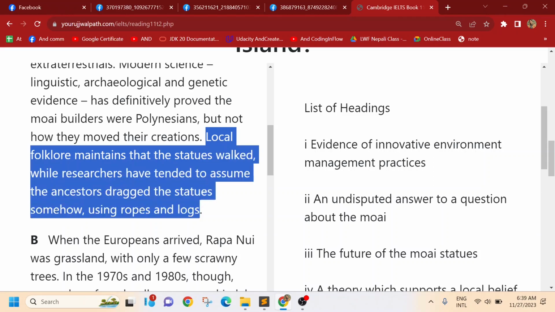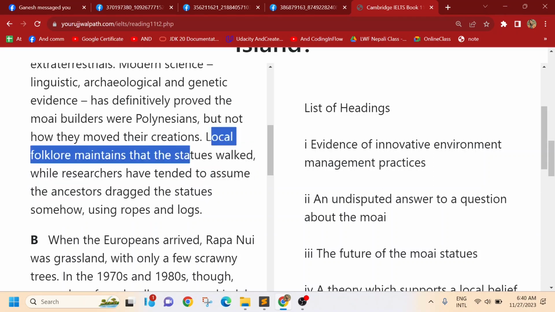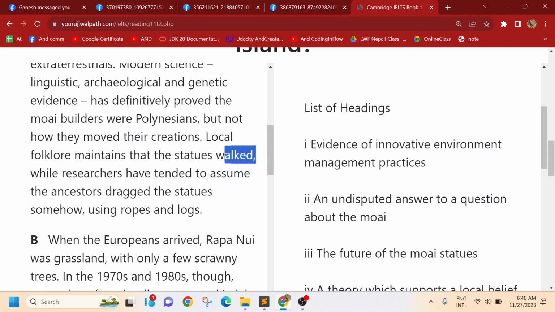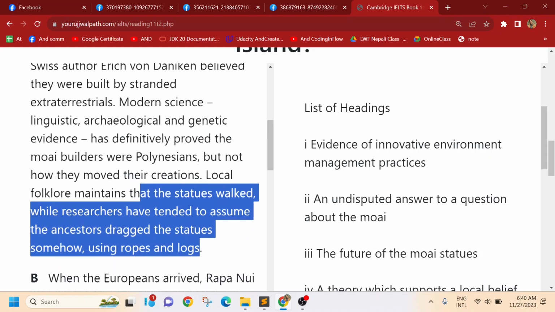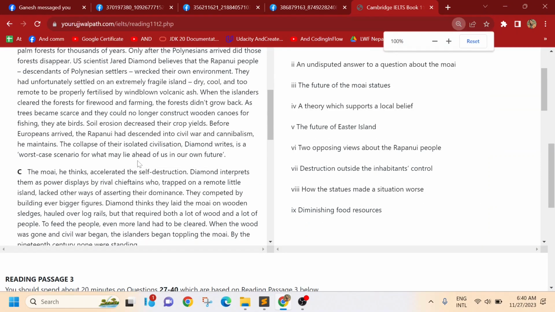So here is also a contrasting sentence. Local people maintain the statues walked. It means local people believe that the statues themselves walked, while the researchers have assumed that the ancestors, the local people, dragged the statues somehow using ropes or logs. They assume it. So this is the idea from the passage.